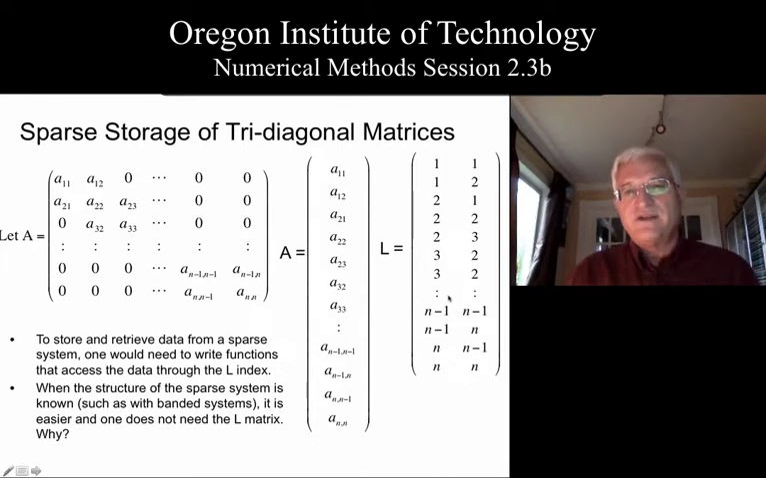Now, on the other hand, if you have a structure with predictable locations for the zeros, you don't need the L matrix at all. And that is going to be the form we'll use in the homework.